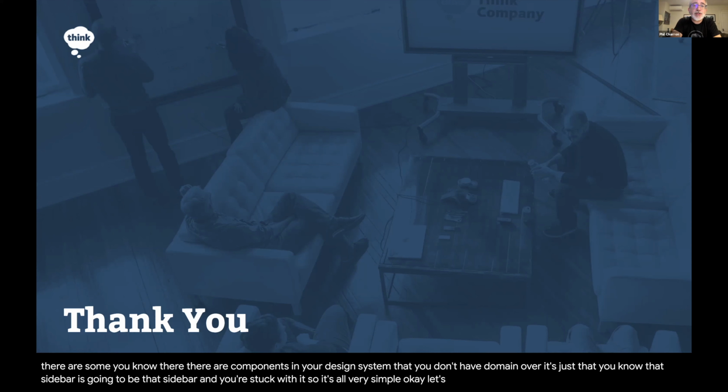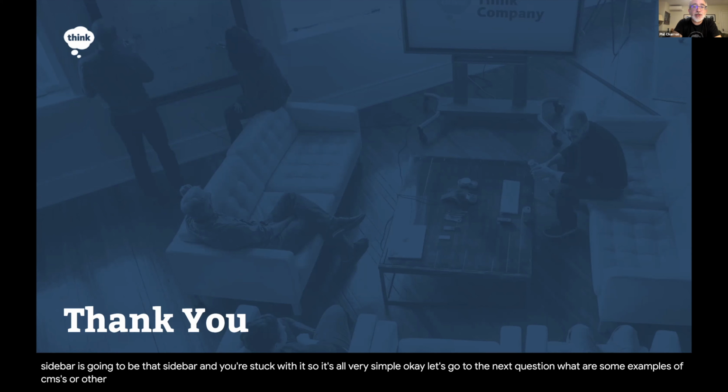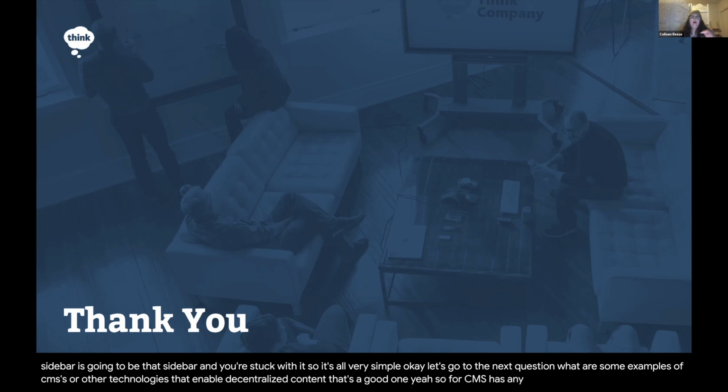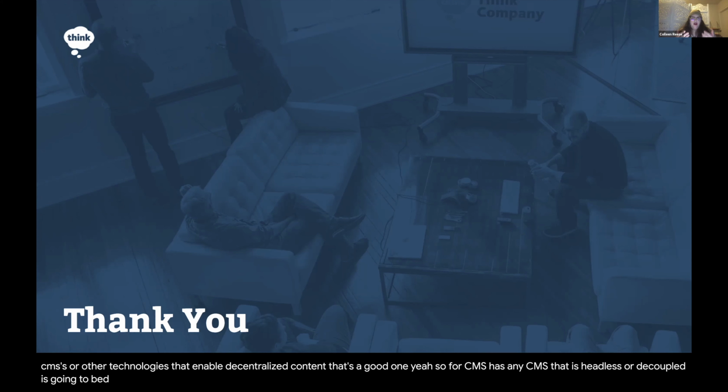Okay, let's go to the next question. What are some examples of CMSs or other technologies that enable decentralized content? That's a good one. So for CMSs, any CMS that is headless or decoupled is going to better enable decentralized content.